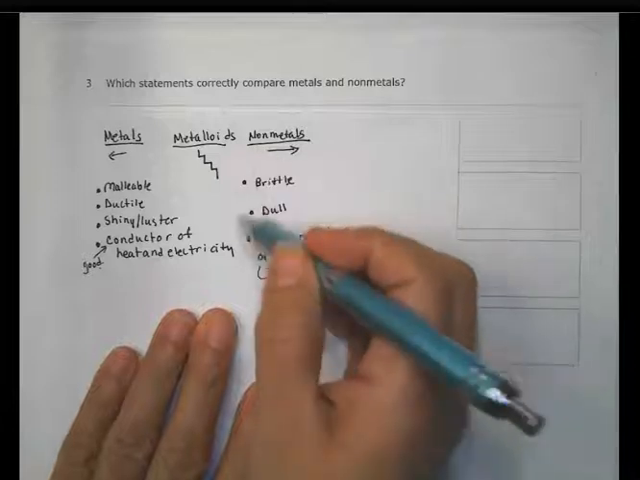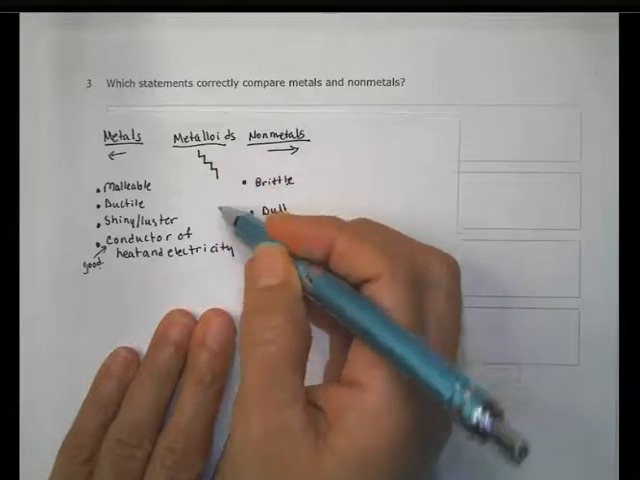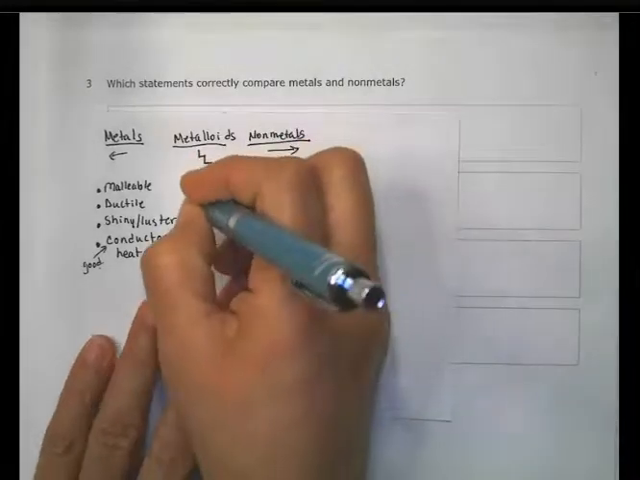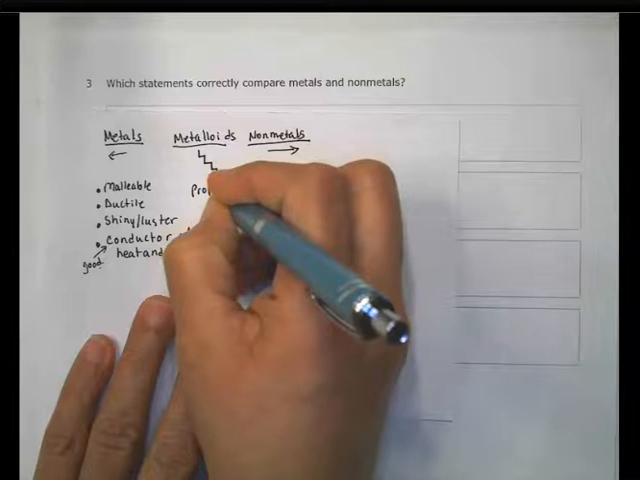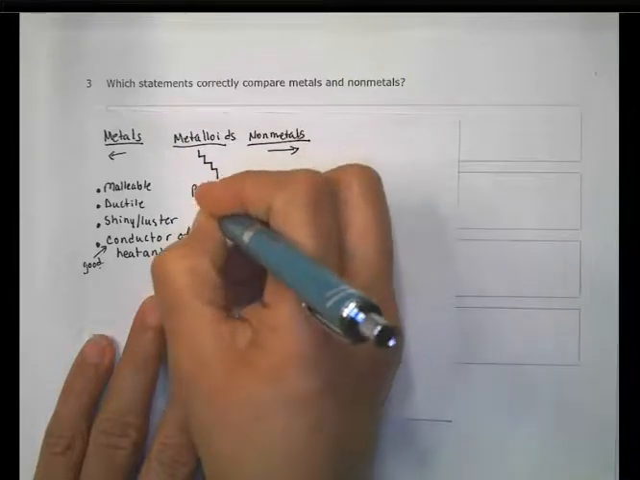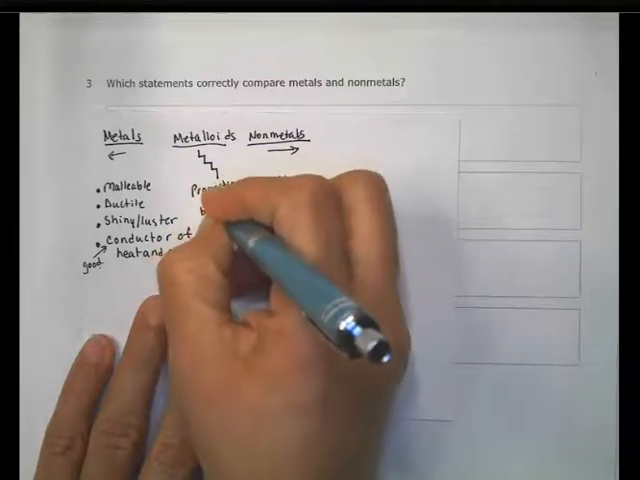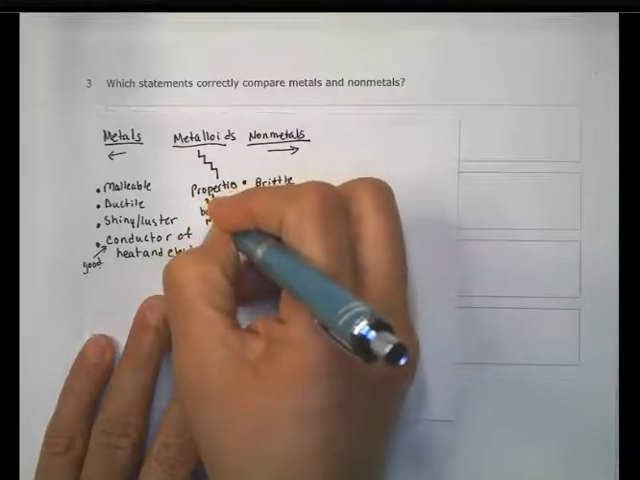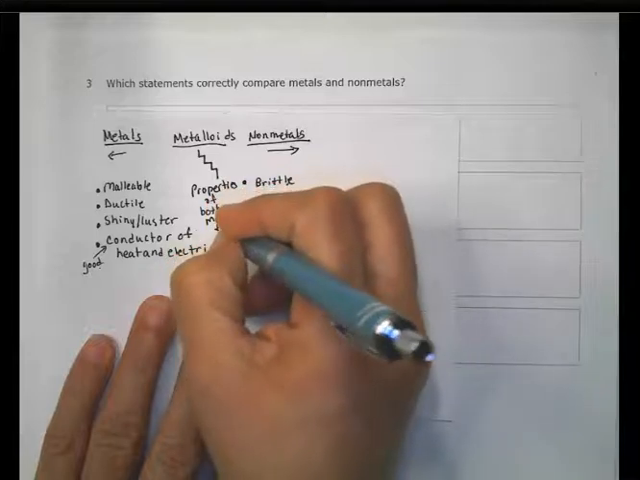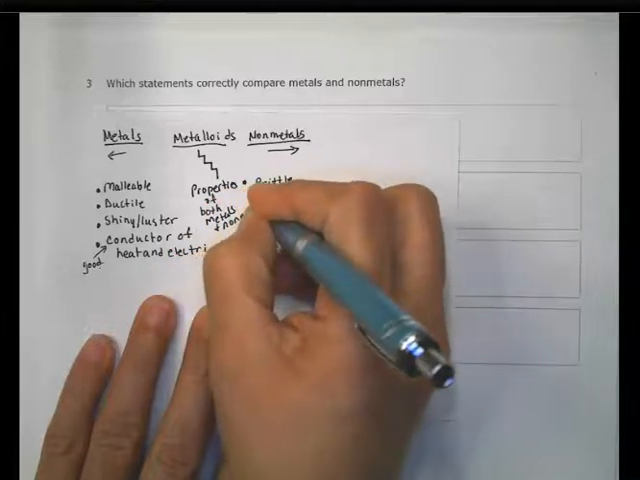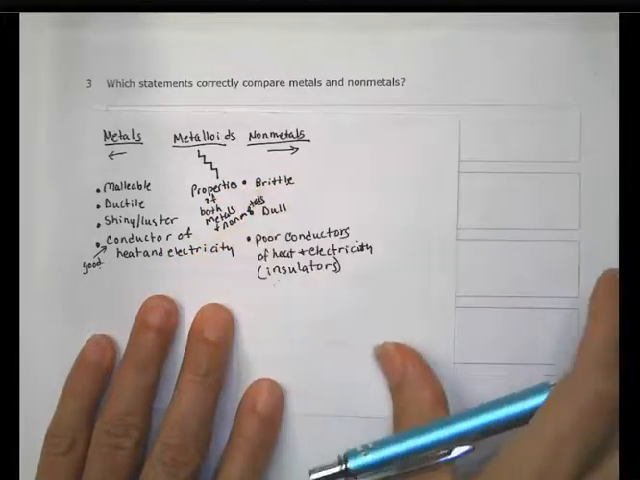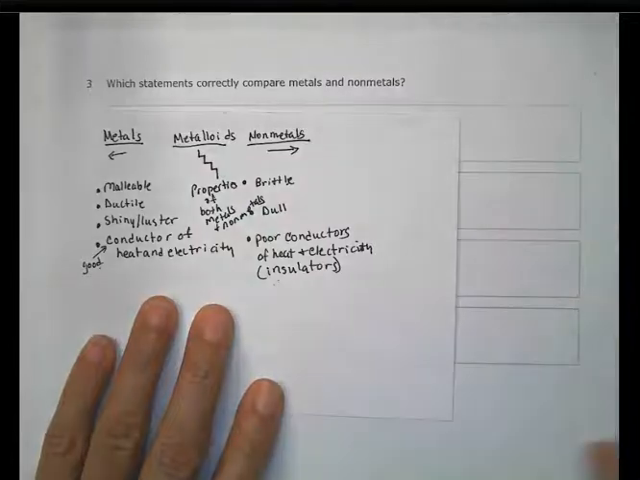And then what about the metalloids? I didn't put anything in the metalloids. The metalloids are going to have properties of both. So I'm going to put right here properties of both metals and non-metals. So make sure that this gets written onto your paper.